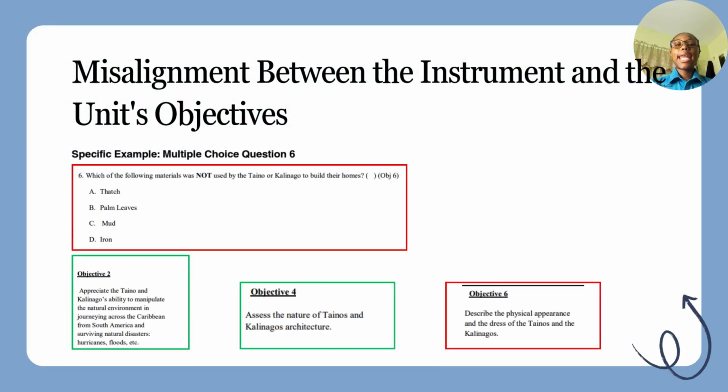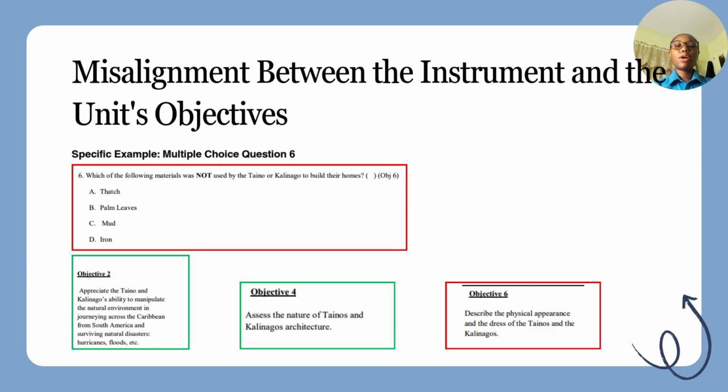Firstly, let's look at the alignment between the instrument and the unit's objectives. This is the most significant area of weakness in the assessment. The test instrument deviates substantially from its blueprint, which is the table of specifications, which severely threatens its content validity.